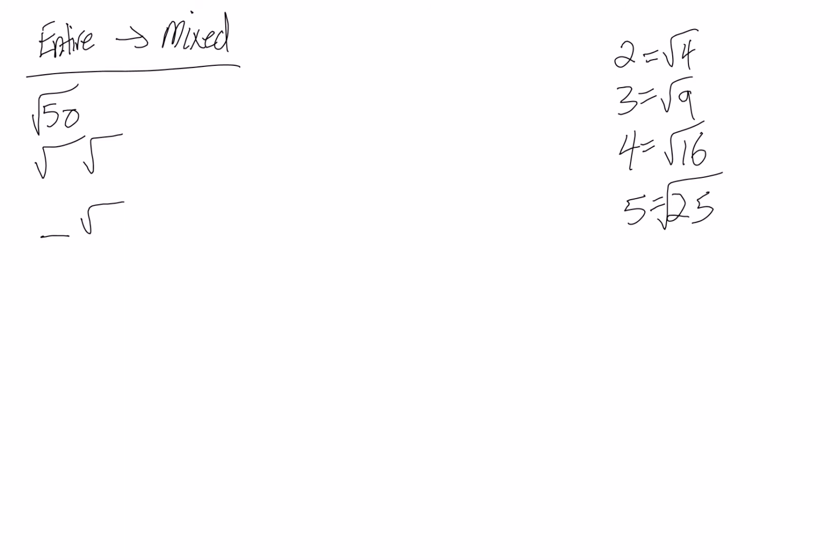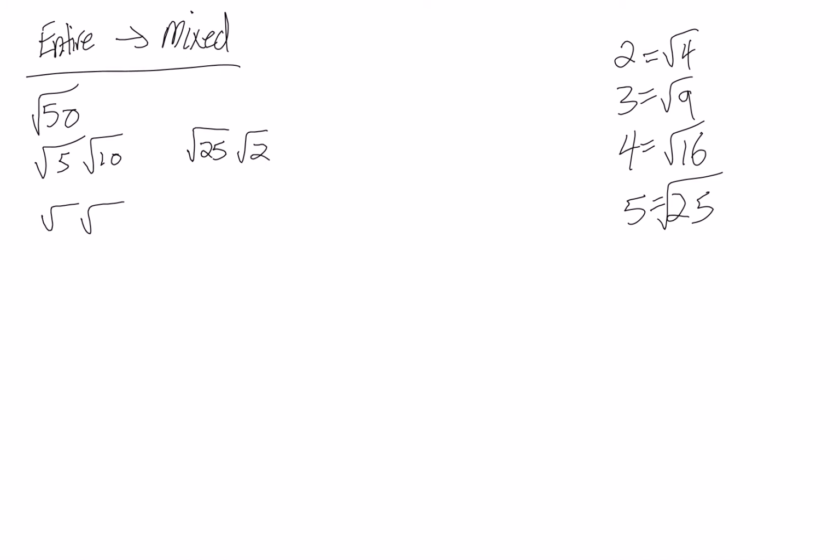Okay, so to go backwards like this, like I said, it's a little bit harder. Most people have more trouble with this. So what you want to do is think of, okay, we have 50. What can we break the 50 into? So square root of 50, we could break it into 5 and 10, right? 5 times 10 is 50. Or we could do 25 and 2.